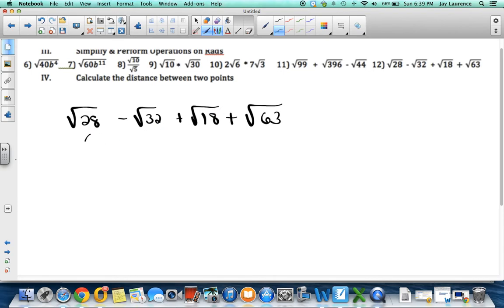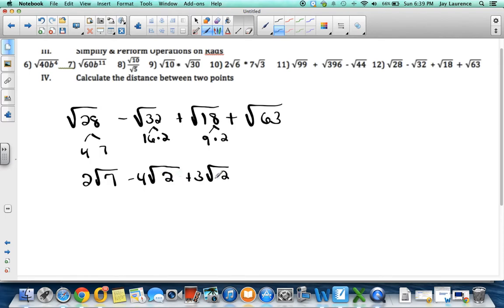All right, rad 28 looks like I got a 4 and a 7, which means that's going to be 2 rad 7. I know that's going to break up into 2 times 2. Here, I've got 16 times 2. Always get the largest perfect square I can. 16 is 4 times 4, so that's going to be minus 4 rad 2. Not like terms, won't put them together. Not going to do it. 9 times 2. This breaks up into 3 times 3. So I'll get 3 rad 2.